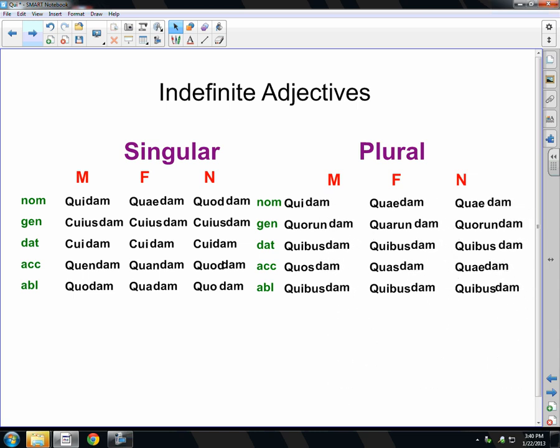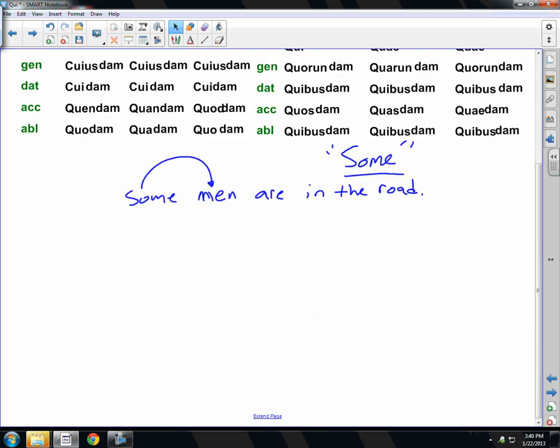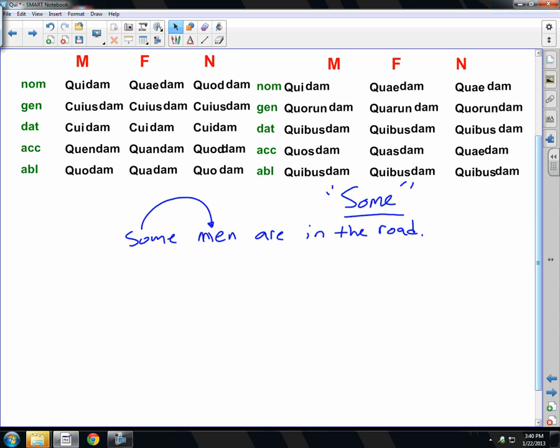Now, how am I going to use those? Well, I'm going to use the word "some" for my indefinites. So if I have "some men are in the road," "some" is an adjective referring to men. We're not sure how many. How many? 5, 4, 3. We're not sure. That's what indefinite means. It's not defined. We don't know how many men we're dealing with. So whenever I get to this adjective, it's going to agree in case, number, and gender. My case, my number, and my gender are going to agree with the word that it modifies.